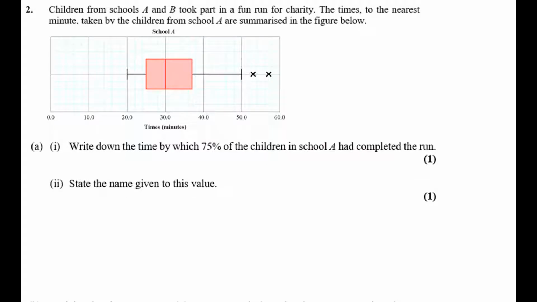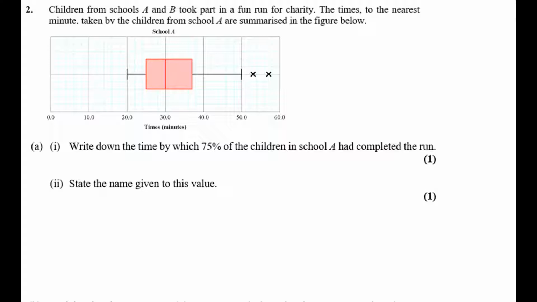Question 2. Children from schools A and B took part in a fun run for charity. The times to the nearest minute taken by the children from school A are summarized in the figure below. Write down the time by which 75% of the children in school A had completed the run.